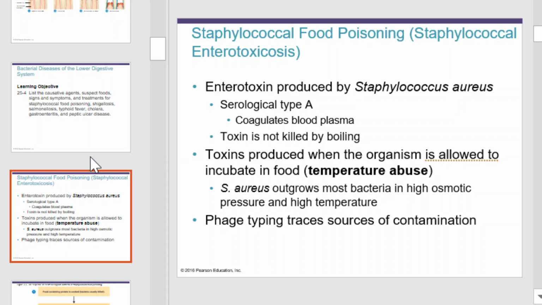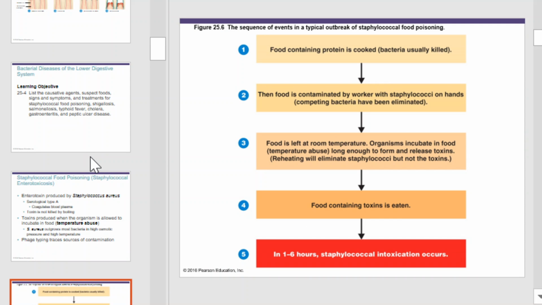The toxins are produced when the organism is allowed to incubate in food through temperature abuse, which simply put means that foods that are supposed to be kept cold are allowed to sit at warm temperatures, or foods that are supposed to be kept hot are allowed to cool to warm temperatures, temperatures supporting microbial growth. Staphylococcus aureus outgrows most bacteria in high osmotic pressure and high temperature. Phage typing traces sources of contamination. This flowchart is meant to illustrate the sequence of events in a typical outbreak of staphylococcal food poisoning.